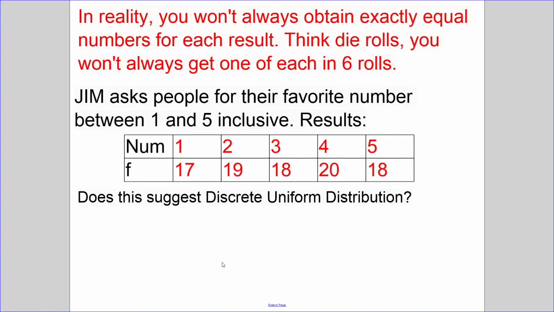Just to make you aware, in reality you won't get perfect results. So these numbers here, if they were rolls on a dice, and this person, me, my initials, asked them for their favourite number between 1 and 5, this is actually fairly uniform because they're all pretty much about 90. So this actually looks quite good for the discrete uniform distribution because none of these results differ massively. I mean, we've got a difference of 3 here between the highest and lowest, but they're all roughly the same.